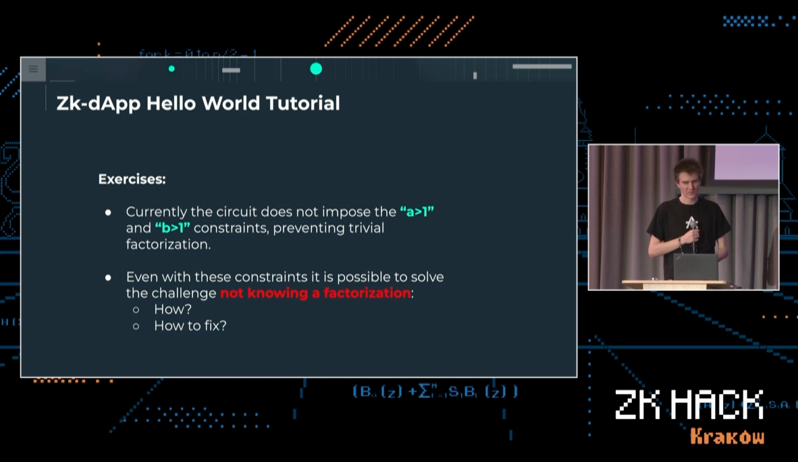And regarding this circuit and this example, there are two exercises I would like you to think about. One exercise is quite obvious because there are some constraints missing in the circuit, and the constraints are that both A and B should be larger than 1. Otherwise, you can just factorize as 1 times n, where n is the challenge. So it's not very interesting. If you add these constraints, then you cannot use trivial factors anymore.